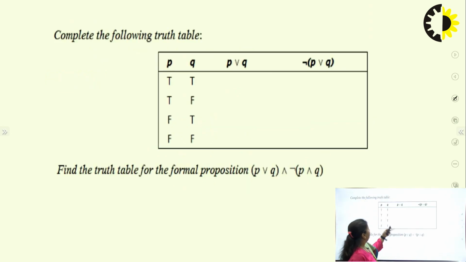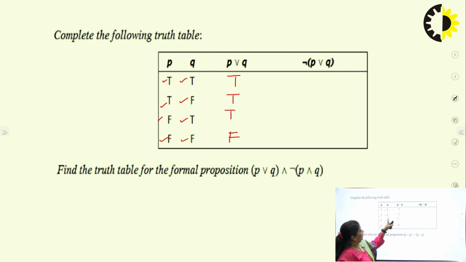Now we have to complete this truth table. We are already given two propositions P, Q, and what we have to do is find out the truth value of P or Q and not P or P and Q. So first we have inputs for P and Q: both are true; first is true, second is false; first is false, second is true; both are false. So P or Q means we are taking the disjunction. So wherever both are false only, there I'll get a false, otherwise I'll get a true. So I'll get a false only over here. Otherwise all will be true.